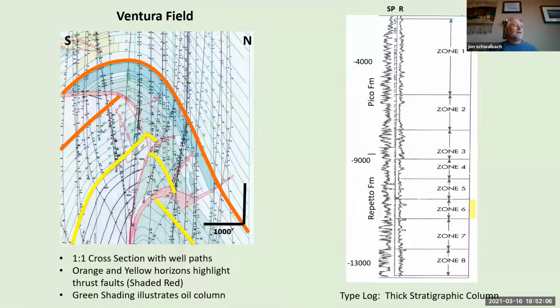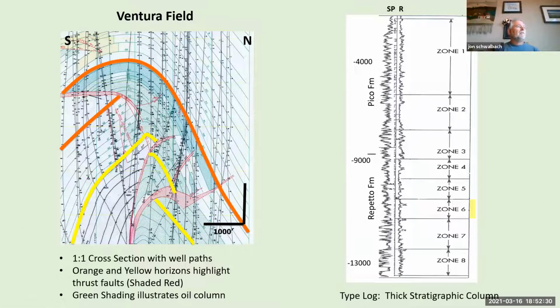So we won't talk about the structure in this particular discussion, but I just threw one slide up that some of the Shell geologists had put together back in the 50s, 60s, and 70s. And what you see on the left is one of the cross sections that they did. These really thin black lines, these are all wells. So they had tons of well control.